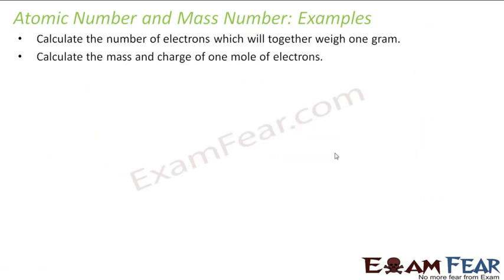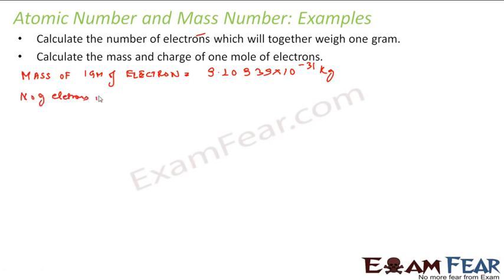That's all. You have to calculate the number of electrons which will together weigh 1 gram. Also, we have to calculate the mass and charge of 1 mole of electron. So we know that mass of 1 electron is 9.10939 into 10 to the power minus 31 kg. We got this from the oil drop experiment, right?